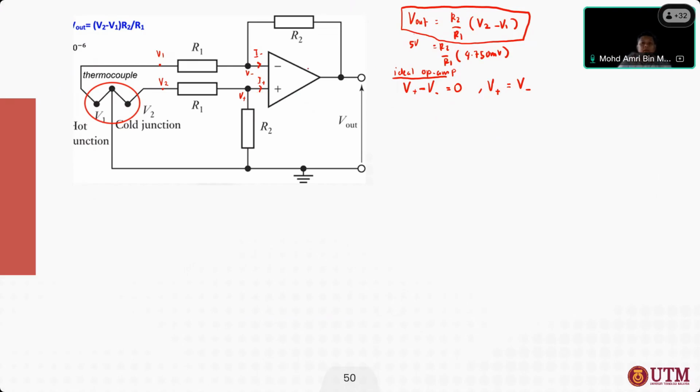Then next, for an ideal op-amp, we have very high input impedance. Infinity means very high input impedance, so that the current that flows into the inverting input, I minus, is equivalent to 0 ampere, and also the current that flows into the non-inverting input of the op-amp, I plus, is equivalent to 0 ampere. Right. So those are the ideal op-amp conditions.